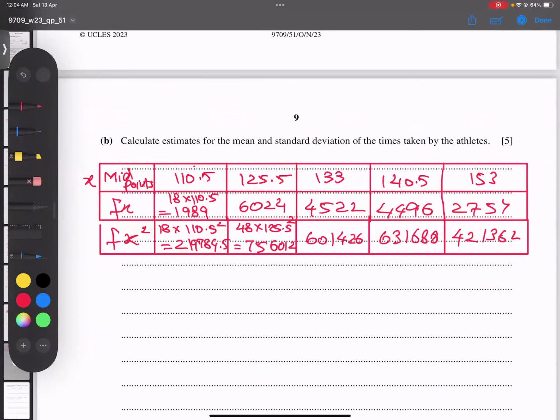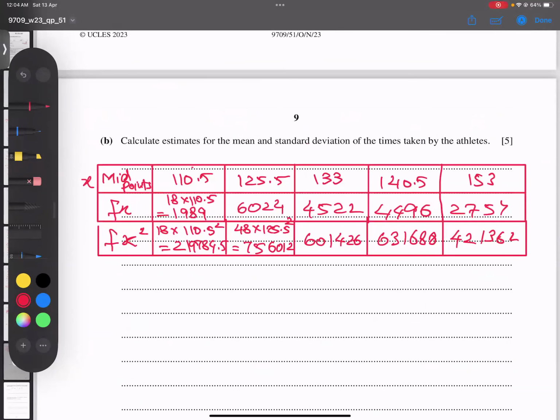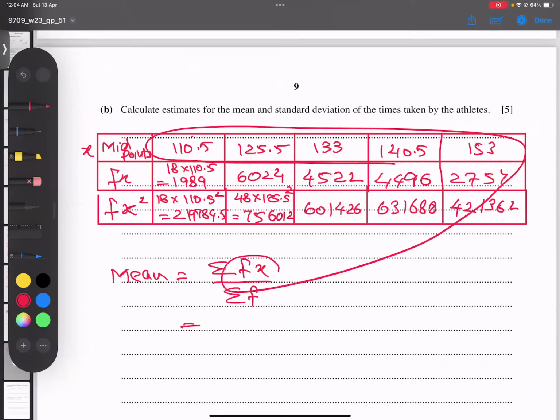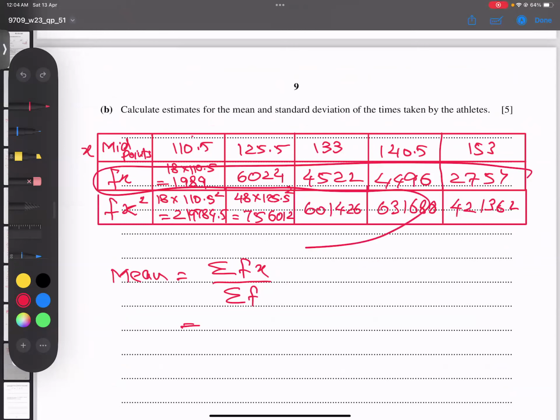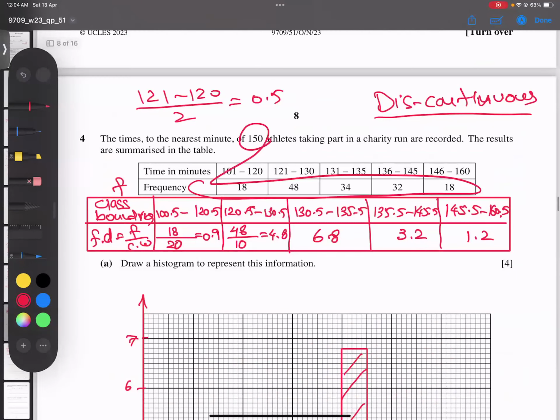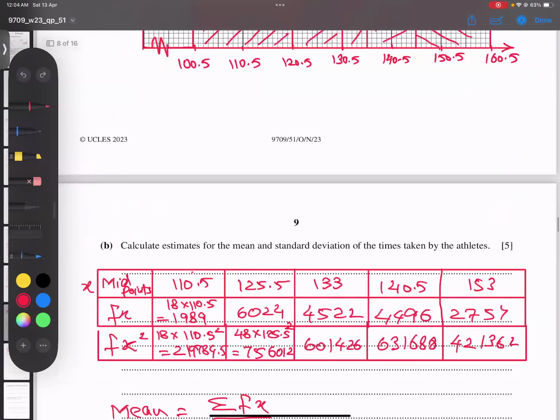Now I just have to apply the values in the formulas. And what is the mean formula, students? The mean formula is very clear: sigma fx over sigma f. Sigma fx means add them all, the fx column below, and copy it up. And sigma f means add the frequencies, which we already know: if you add all the numbers, you get 150. So we'll not waste our time on this.